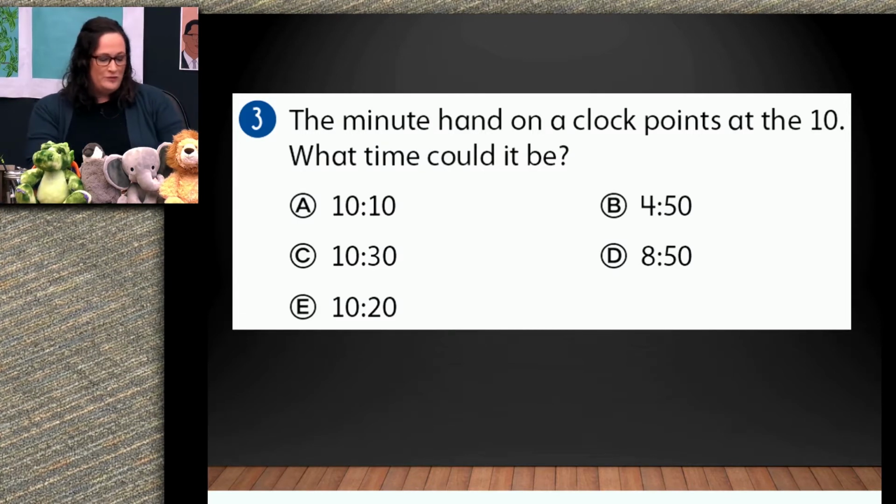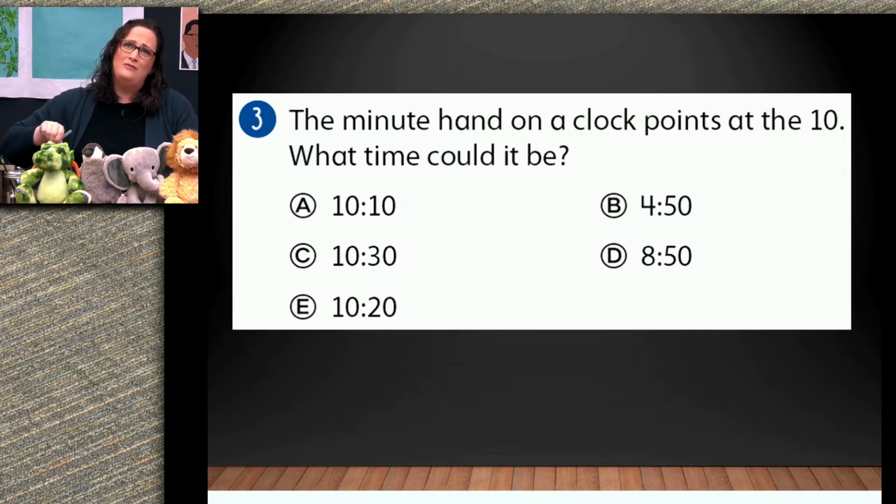Okay, so we only know that the minute hand's pointing at the 10. So what times could it be? I don't know the hour, Mrs. Wally, but it doesn't matter. We know the minutes. So let's look at the minutes and see which ones we can eliminate. Would it be 10:10 if the minute hand's on the 10? When the minute hand's on the 10, it means the minutes is how many? 50. So it's not going to be 10:10.